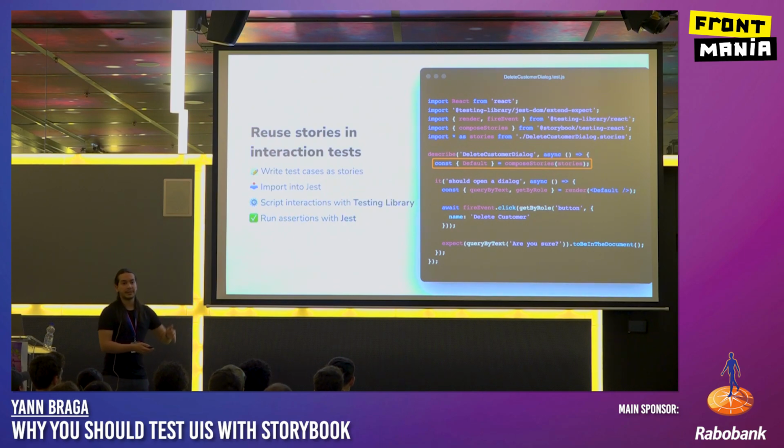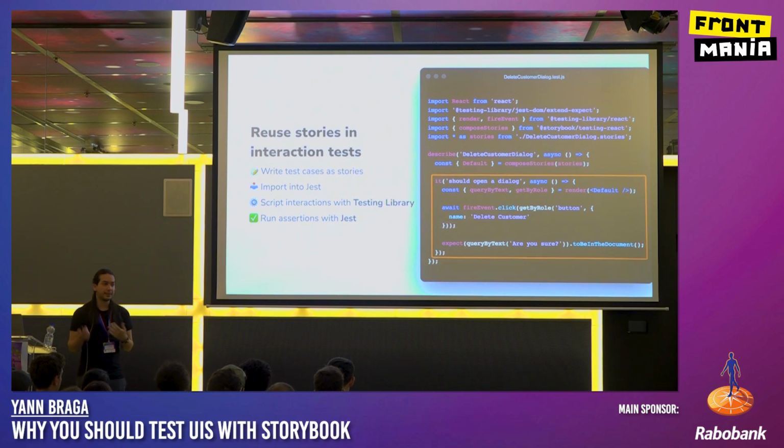So that's pretty nice because it's kind of like when you go to a restaurant and you have a menu of options to choose from. composeStories provides you all of the different stories, which are different states of your components, to choose from. And then you basically only focus on writing the interaction and the assertion, which is honestly what you care about the most when you're writing tests. So that is great, and you can run the assertions using Jest and JS.